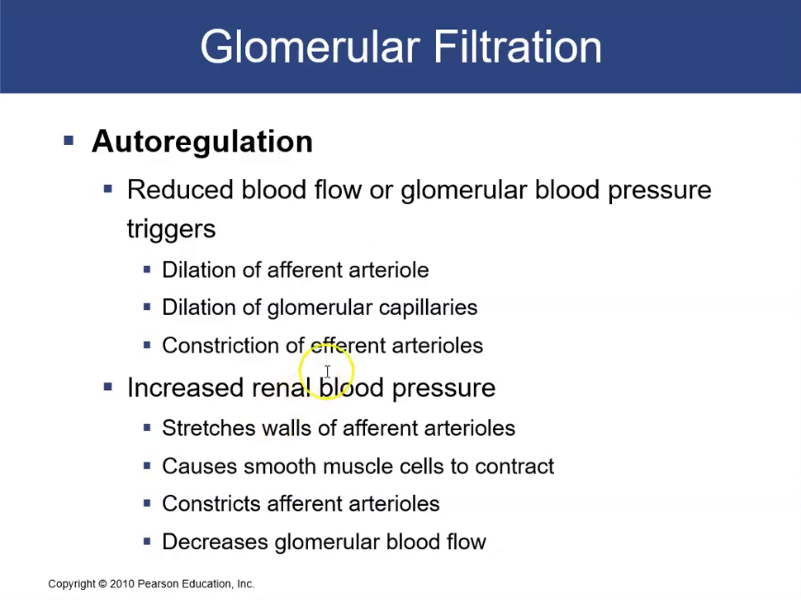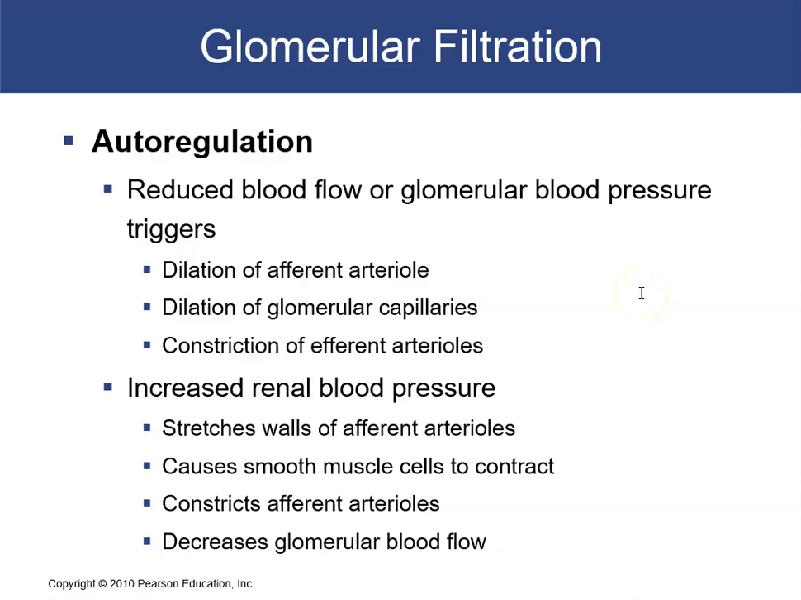Well, we could dilate the afferent arteriole, open up the afferent vessel. This will allow more blood to come into the glomerulus at any given time. We could also dilate the glomerular capillaries themselves so they hold more blood. And we can constrict the efferent arterioles. This will make it more difficult for that blood to leave the glomerulus. You can do any one or all 3 of these, and the net effect would be to raise that blood pressure and increase the filtration rate.